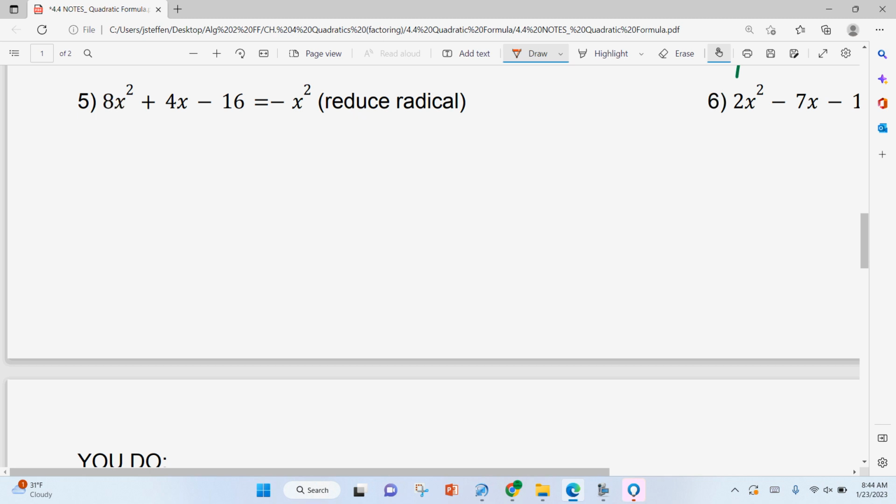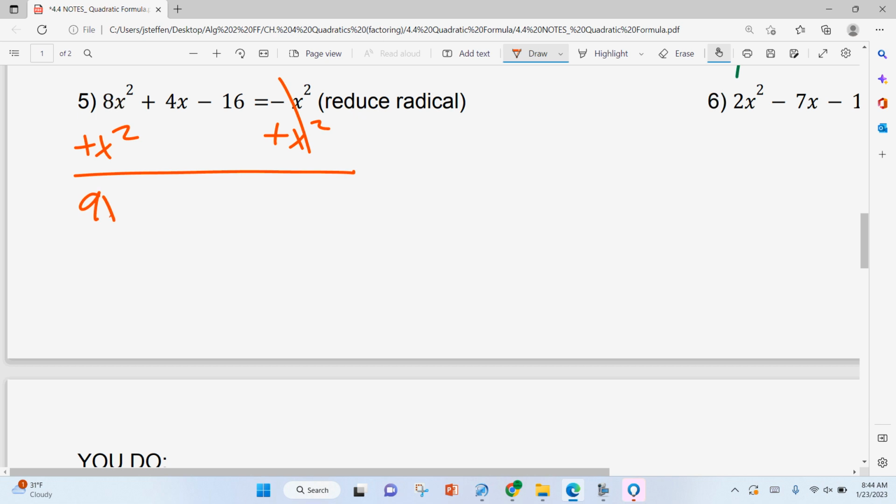I'd love to skip it for me, but that's okay. So we're not going to worry about it now. That's going to make your life a lot easier. Reducing radicals, no bueno. We're going to do this before. Everything on the side of the equation is the equal sign.